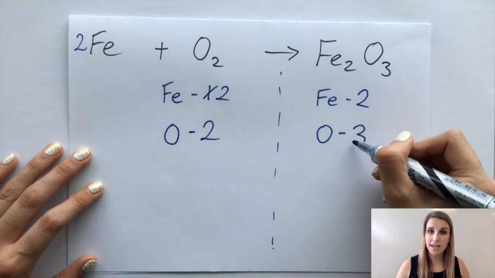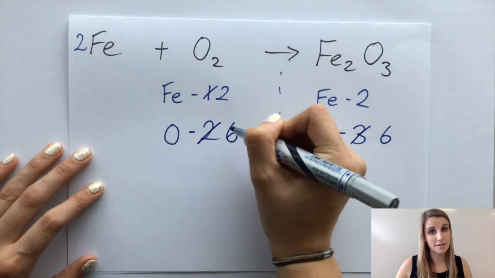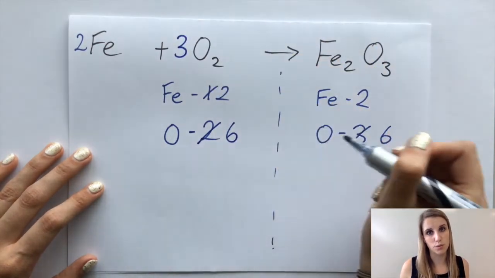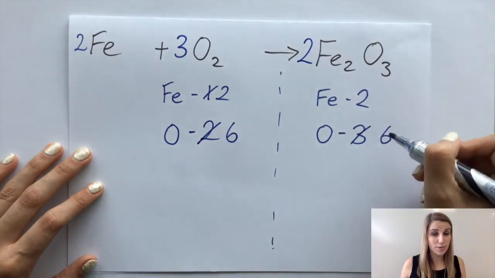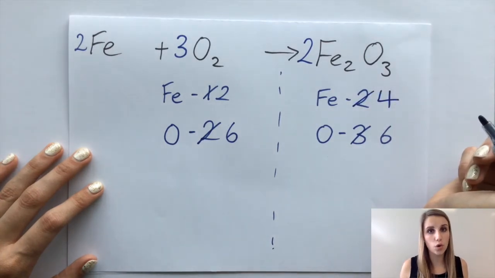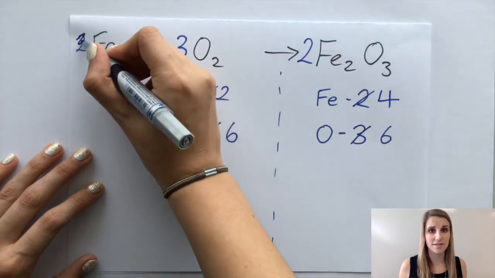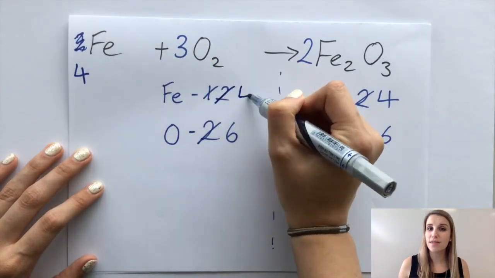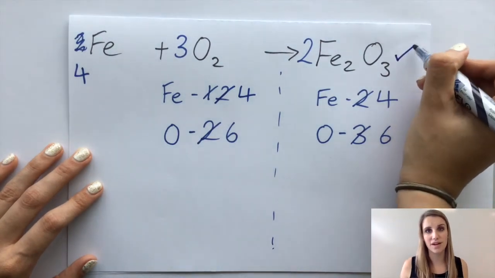So on the left-hand side, that means that I now need 3 O2s, that makes 6. And on the right-hand side, I need to have 2 Fe2O3s to make 6 oxygens. That also means I've now created another problem, because now I've got 4 Fe's on the right-hand side and only 2 Fe's on the left-hand side. Let's go back and change that number, because if I make that 4 Fe's, then I can solve all the problems and everything will be perfectly balanced.